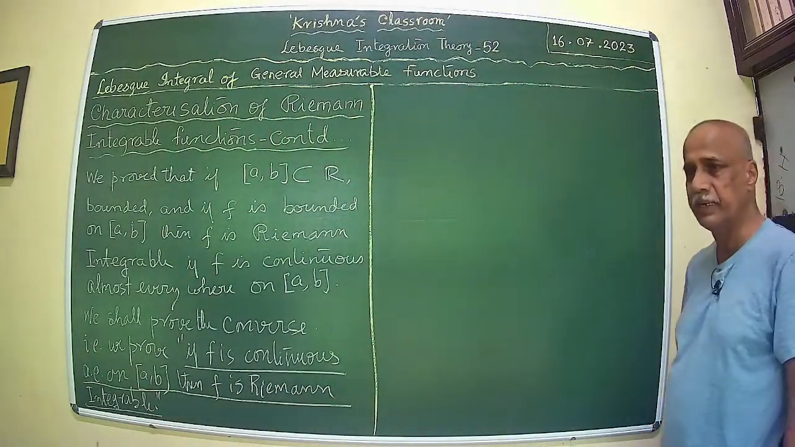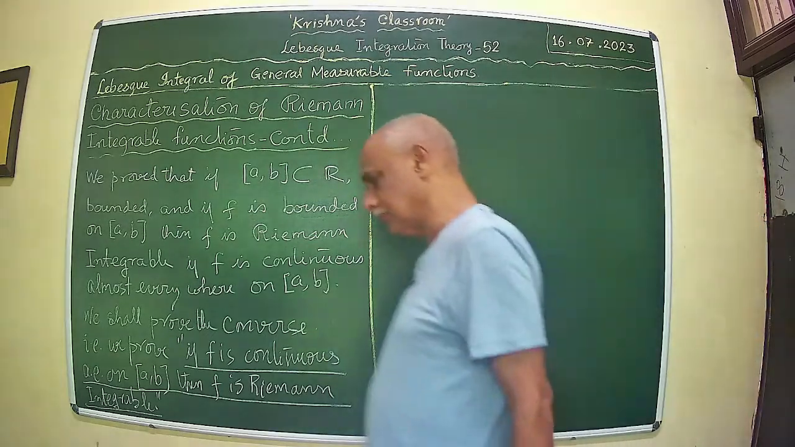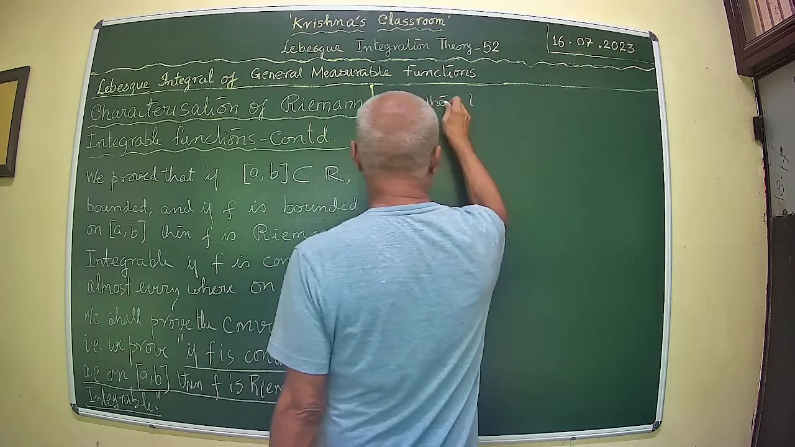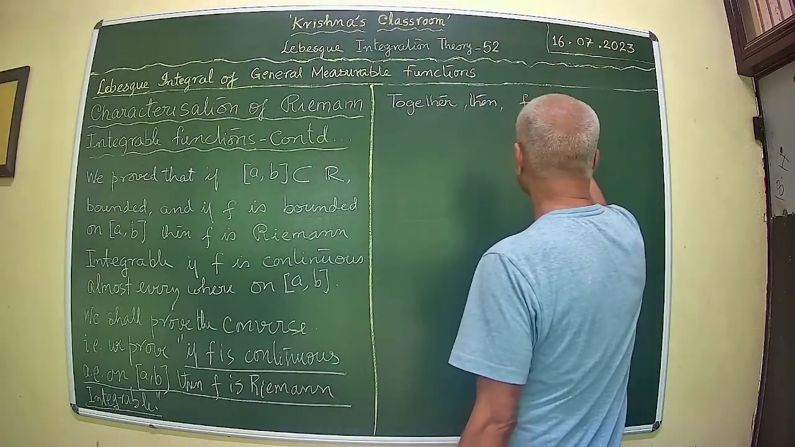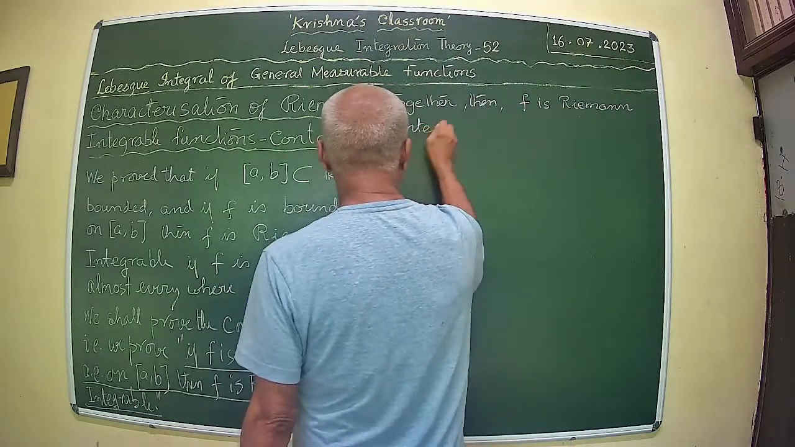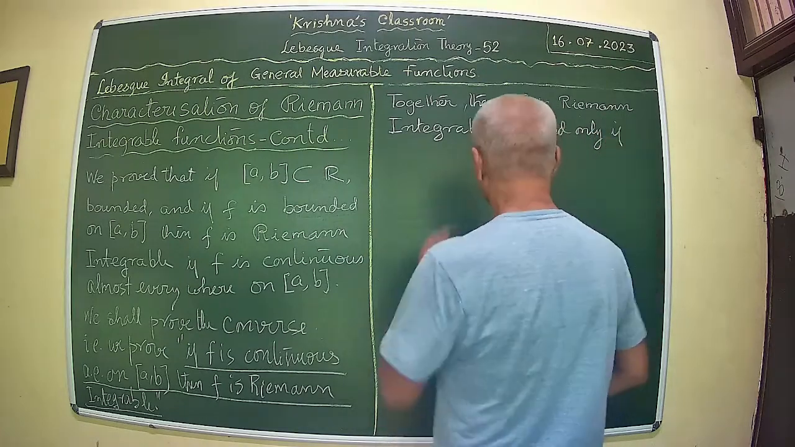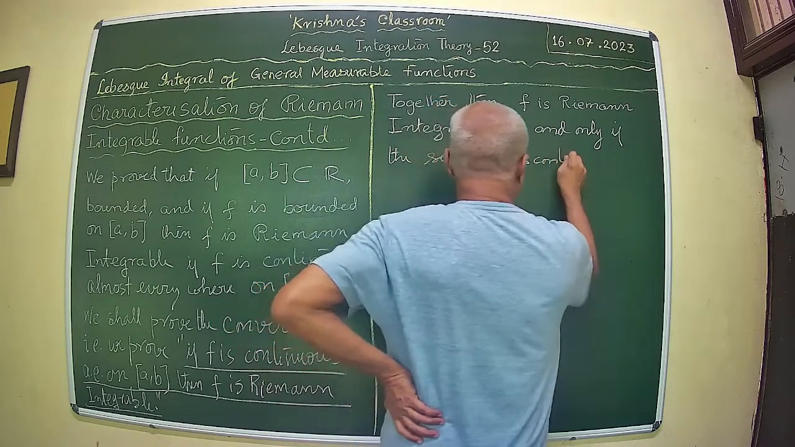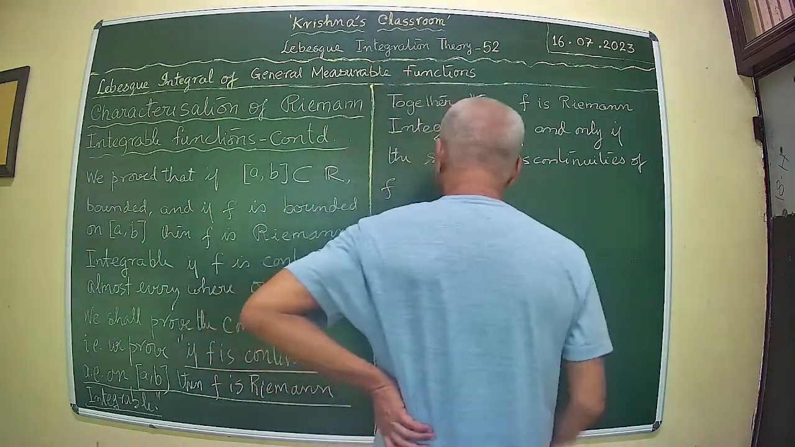So together, it would mean that f is Riemann integrable if and only if the set of discontinuities of f is a set of measure 0.